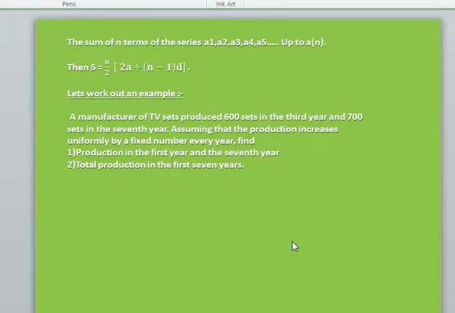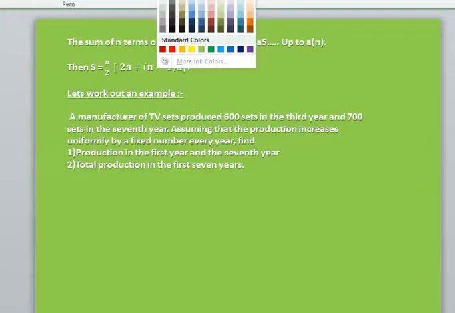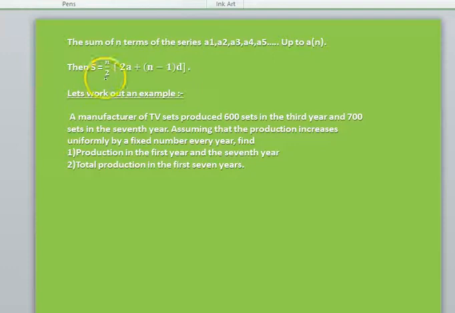The sum of n terms of the series a1, a2, a3 up to an is S, which is equal to n by 2 into 2a plus n minus 1 into d. Hope you memorize these formulas, as they might just be asked and it might be handy when you remember them. a is the initial term here. Similarly, n is the number of terms in the series, and d is the common difference.